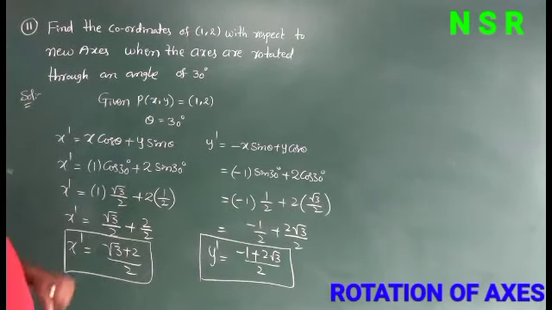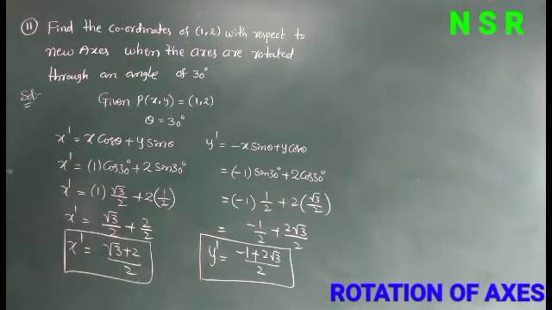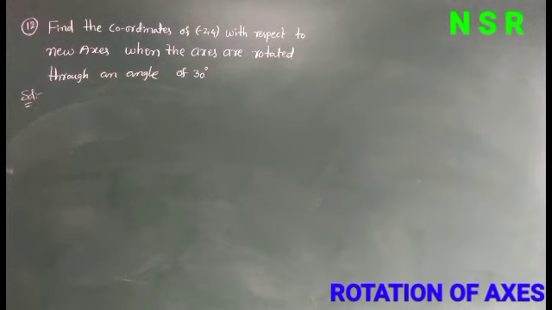So these are the coordinates of (1, 2) with respect to the new axis. So these are the new axis coordinates: (√3 + 2)/2 and (−1 + 2√3)/2. So next, question number 12, similar to the 11th question.